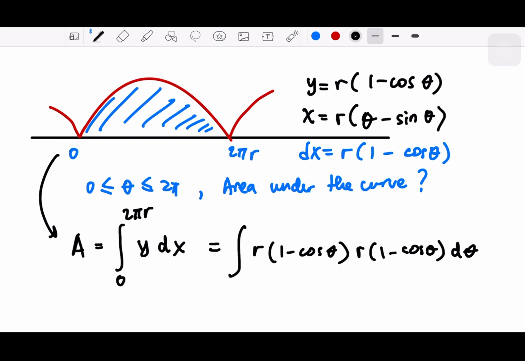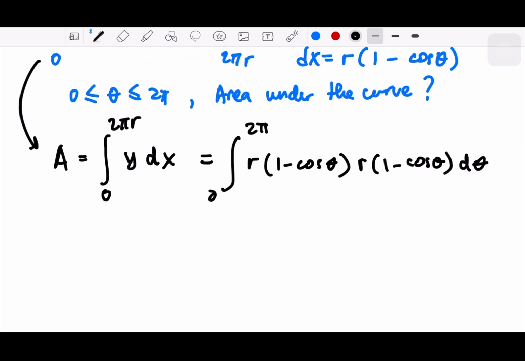Now, how about the endpoint here? Because we now observe the angle, then this should be the angle, which is from 0 to 2 pi, right? And its correspondence matches the 0 and 2 pi r. So this will be r squared. Let me just factor it out because it's just a constant.